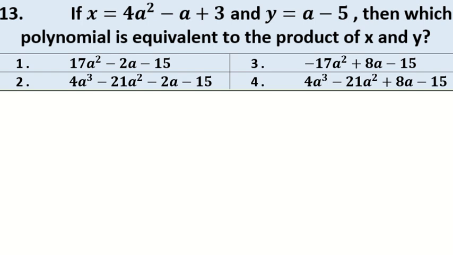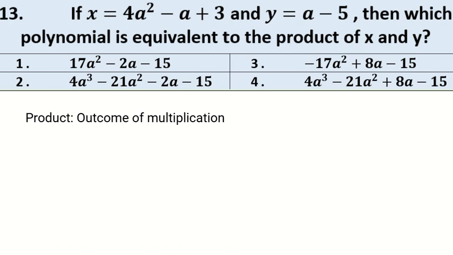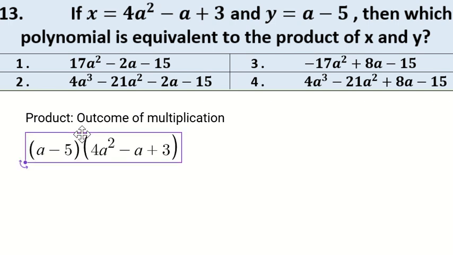All right, so we have two equations, and we're trying to figure out the product of these two equations when they're multiplied. That is, we multiply x times y, so the product is the outcome of multiplication, x times y, right? So we have y here, a minus 5, and x over here, 4a squared minus a plus 3, right? And we want to distribute one at a time, right? A's into this, and then the negative 5 into this. So we'll start with the a.